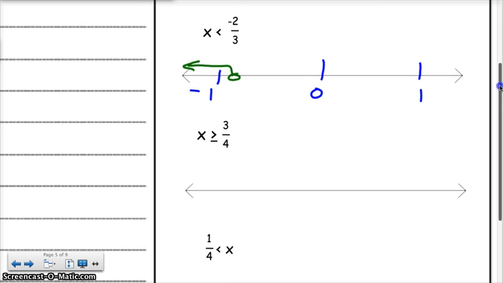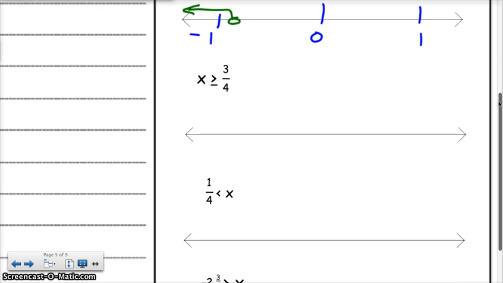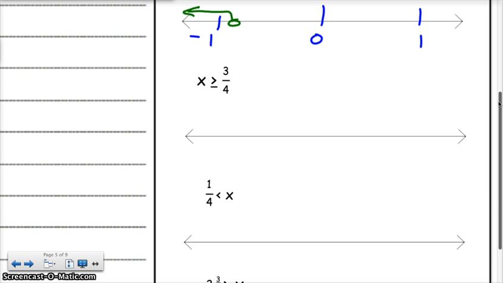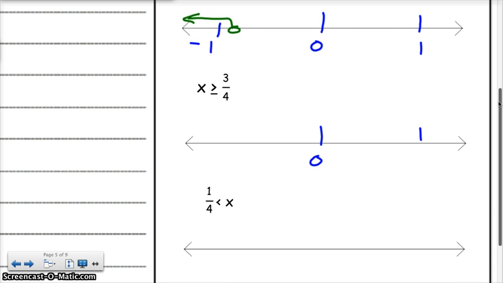X is bigger than 3/4. Again, I'm somewhere in between 0 and 1, so I'm just going to scale it by 1s. Notice that I make them equidistant. That means equally apart from 0. 3/4. Am I closer to 0 or closer to 1? 1. I'm pretty close to 1, right? So I'm at 0.75. So I just make a colored in circle somewhere around where 0.75 would be. Bigger than goes to the right.